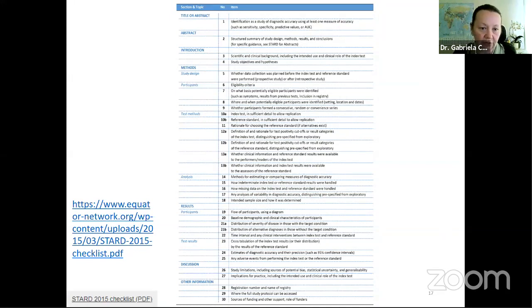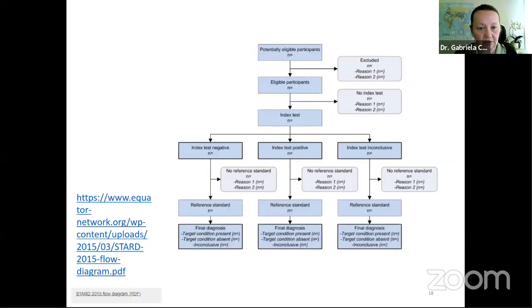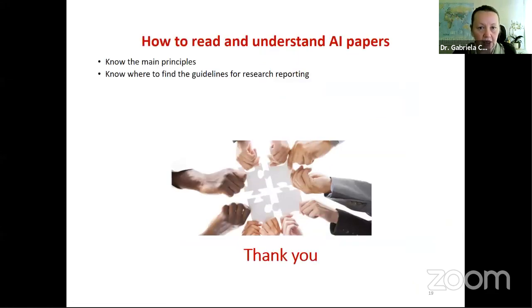So I will not read through that, but I very much welcome you to check this. And also on the same website, there is also a diagram, a CONSORT diagram, that is showing how the patients should be reported in a diagnostic study. And all you need to do is to fill in the numbers here. So this is where I will stop.